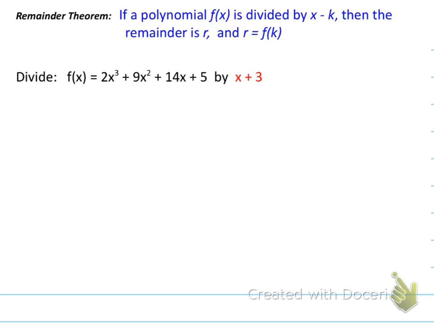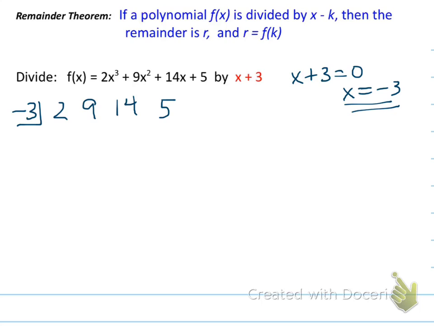So first of all, synthetic division is the same as synthetic substitution, the same process. And so if we're going to divide by x plus 3, you need to realize that we're actually dividing by x equals negative 3. So negative 3 is going to go in that box. We need to put our coefficients across the top, 2, 9, 14, and 5, noting that we don't have any missing terms, so we don't need any placeholders. And now we're going to do the same process.